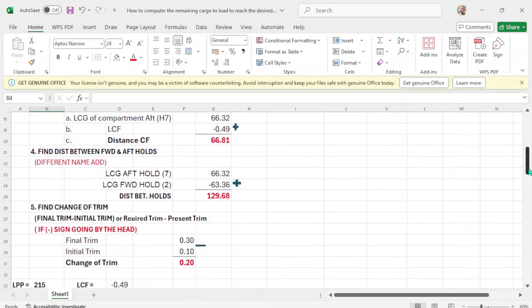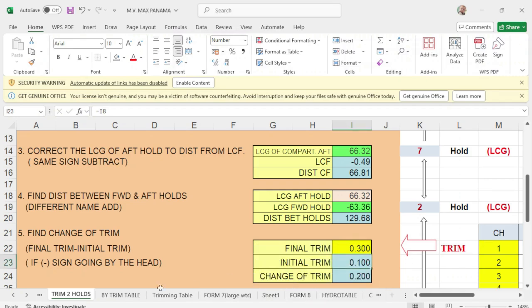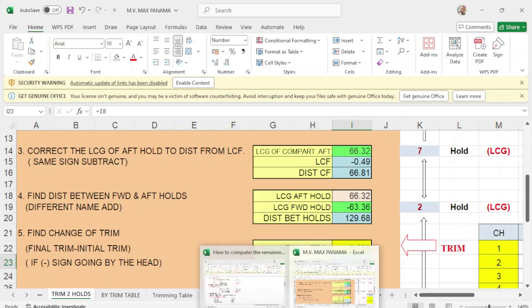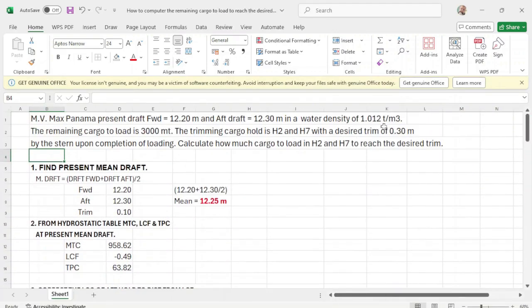We go to number 5. Find the change of trim: final trim minus initial trim. If negative, it is by the head. So what is your final trim? Your final trim is 30 centimeters, right? According to the problem, your final trim should be 30 centimeters. Okay, that will be your final trim.